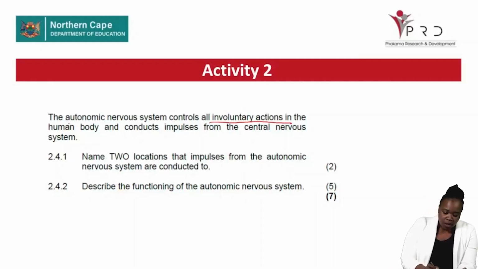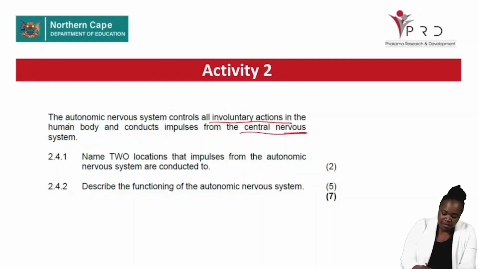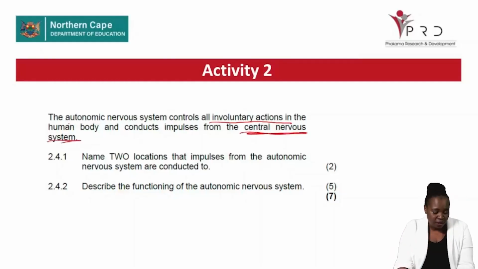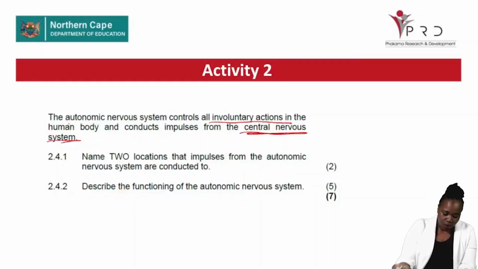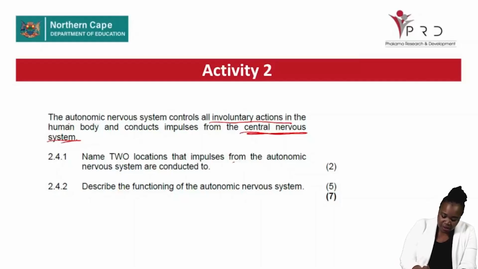So the autonomic nervous system controls involuntary actions in the human body, and it conducts impulses from the central nervous system. So it receives impulses from the central nervous system, basically from the brain, right? Okay. Question 2.4.1 says: name 2 locations that impulses from the autonomic nervous system are conducted to.